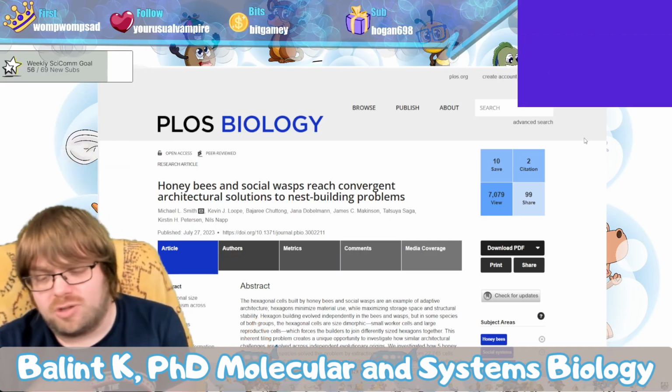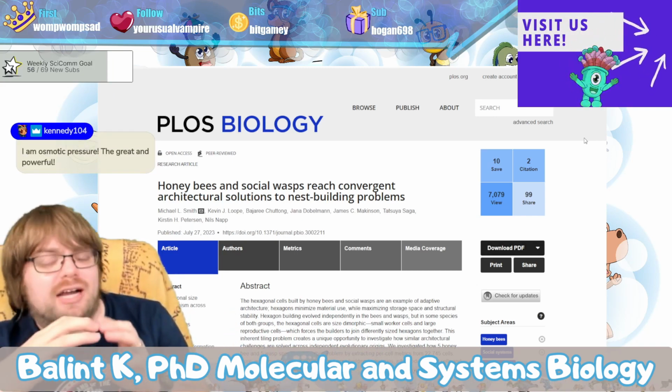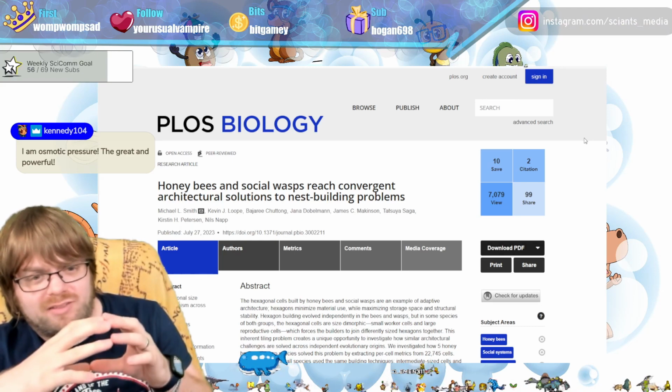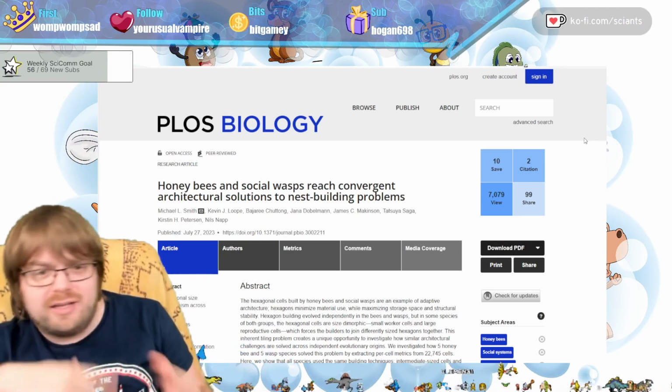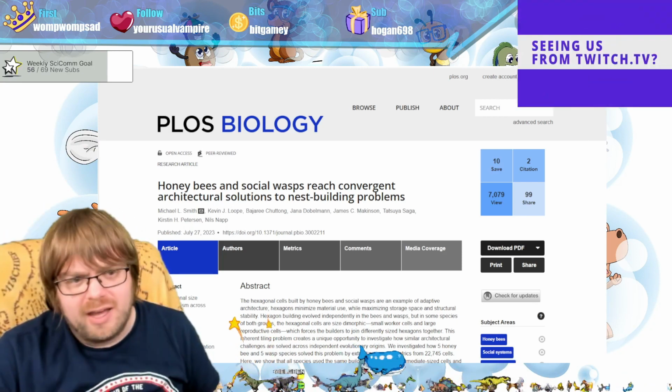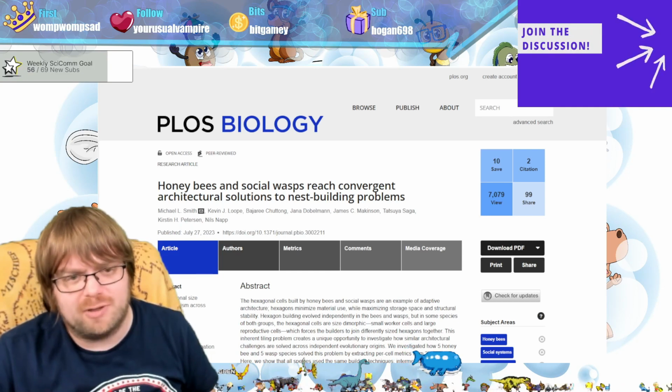Bees and social wasps and how they build, like what their architecture looks like inside of their nest. What do the combs look like? How do they make the combs? What is the shape of it? So the title of this paper, again, is Honeybees and Social Wasps Reach Convergent Architectural Solutions to Nest Building Problems.